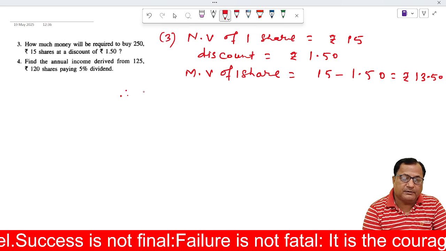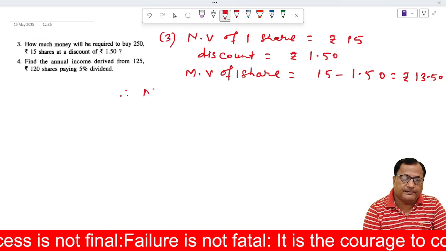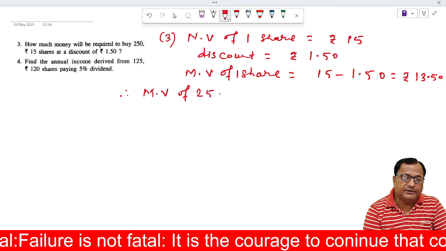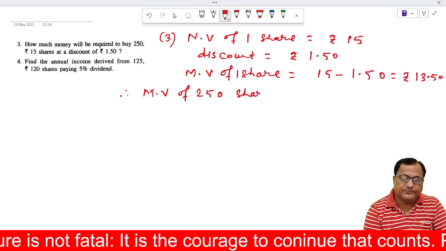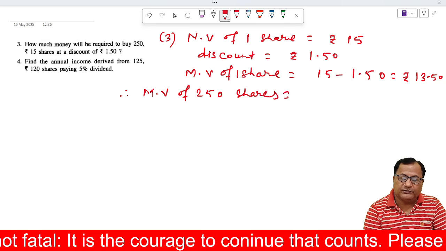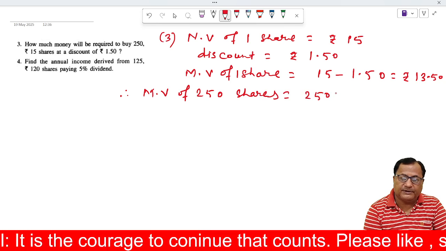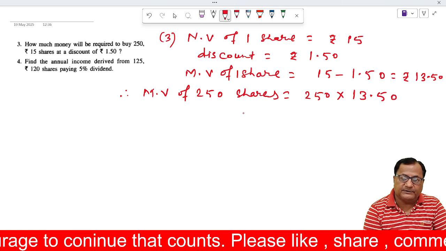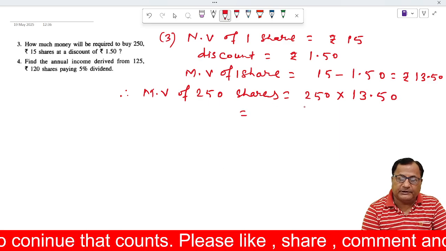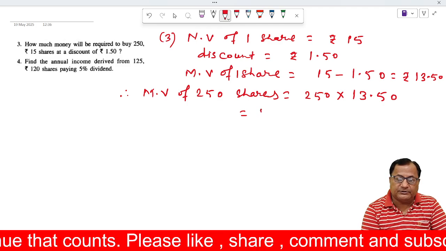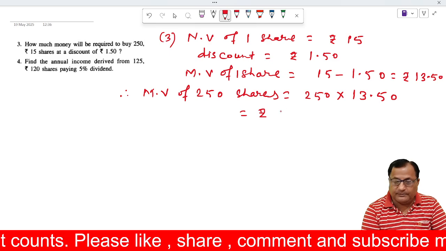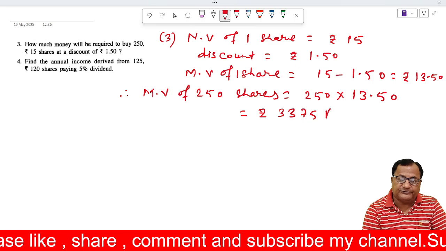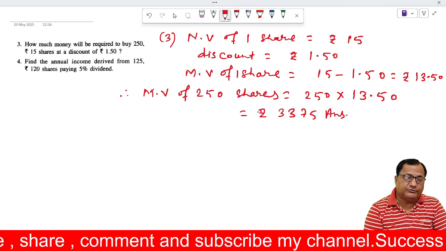Therefore, market value of 250 shares is equal to 250 multiplied by 13.50. If you multiply this, we will get rupees 3375. This is the answer. Now see question number 4.